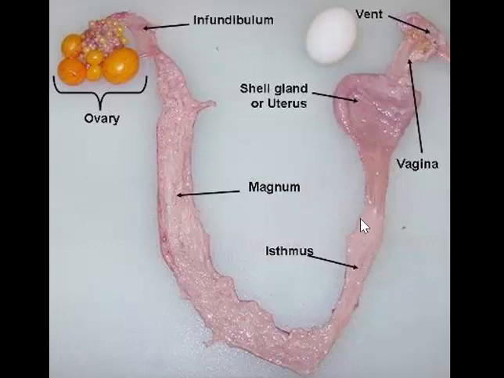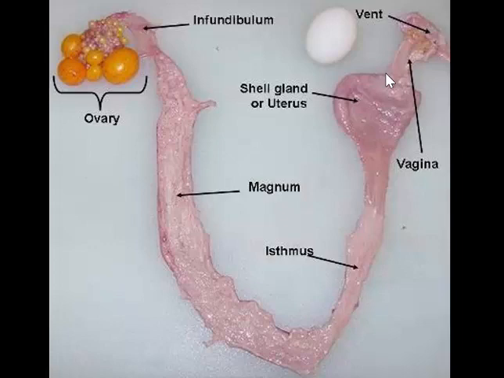As you can imagine, once it leaves the isthmus, it goes to a place called the shell gland, and it will stay here for another 20 hours. This is where it spends most of its time, and this is where the shell is applied. The shell is made of calcium carbonate, as we've talked about before, and the hen's body will mobilize 8 to 10% of body calcium from its bone to make the egg's shell.